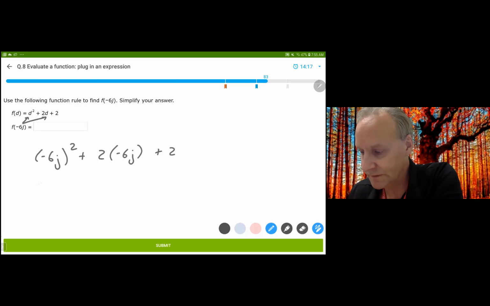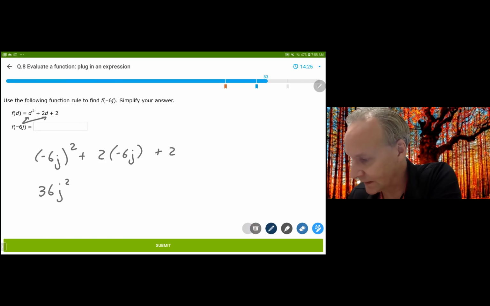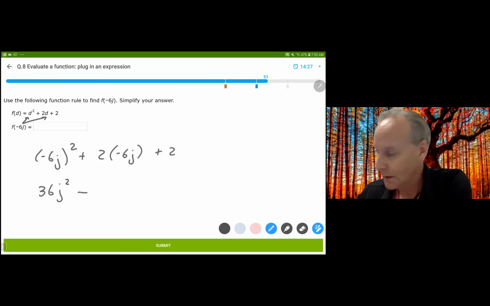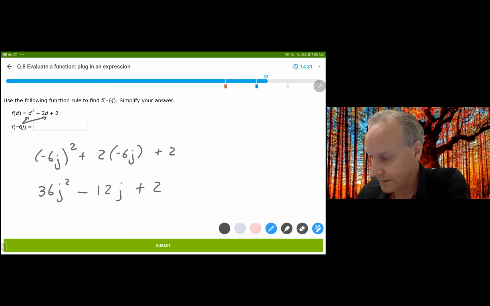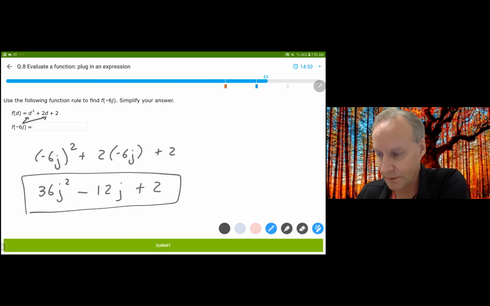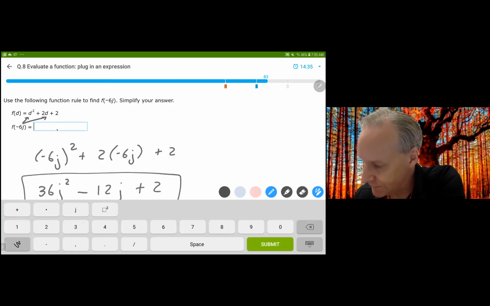So this is going to be 36J squared plus, oops, minus, sorry. I prefer subtraction instead of minus. Subtract 12J plus 2. This is our new polynomial. So we have 36J squared minus 12J plus 2. And there we go.